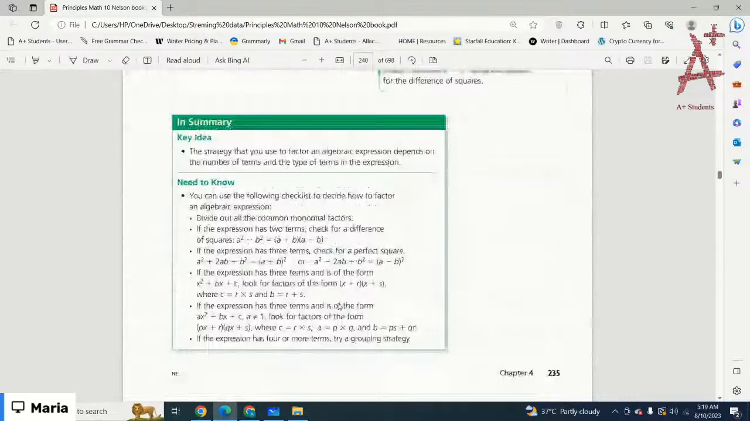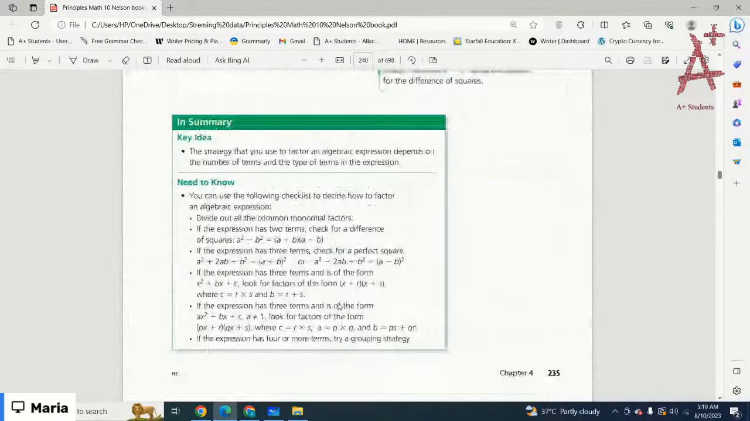Divide out all the common monomial factors. If the expression has two terms, check for a difference of squares, right? This is the strategy you have to follow when you are factoring algebraic expressions, right? Okay, if the expression has three terms, check for a perfect square. If the expression has three terms and is of the form ax squared plus bx plus c, look for factors of the form x plus r and x plus s. If an expression has four or more terms, try a grouping strategy like we already did, right?